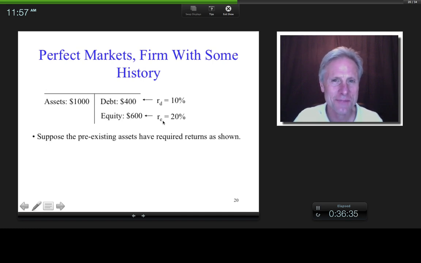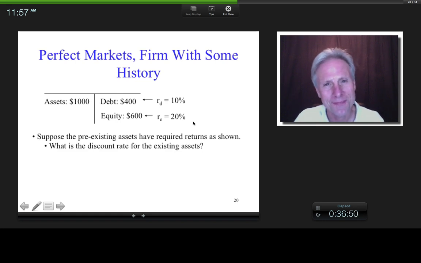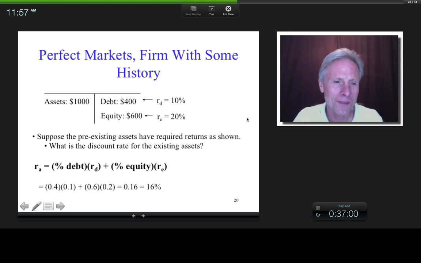But in any case, getting back to this, debt holders say, hey, what are you doing with my money? We require 10%. Equity holders say, hey, what are you doing with my money? How many get paid before me? And we require 20%. So with that information, could I figure out the discount rate of the firm as a whole as it exists right now? I could, right? As we already saw, a weighted average, which in this example would come to 16%.